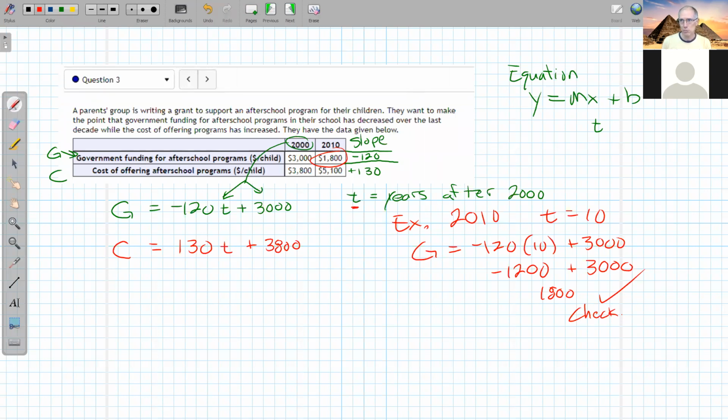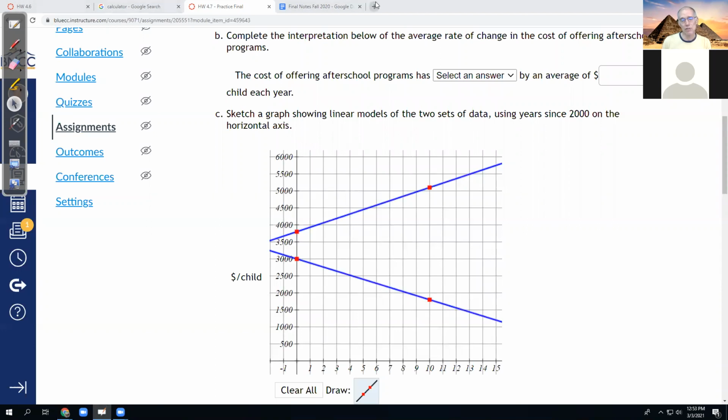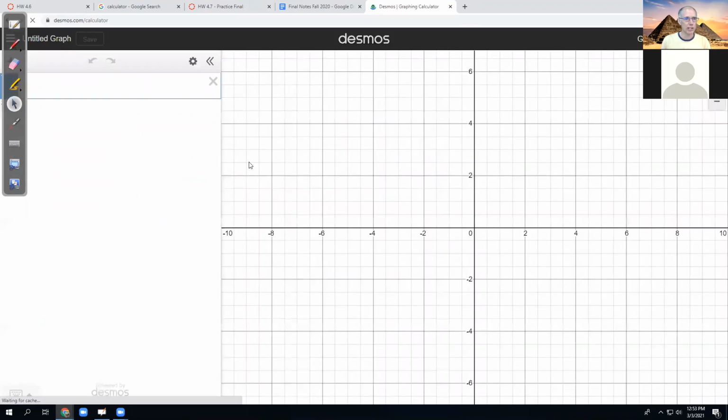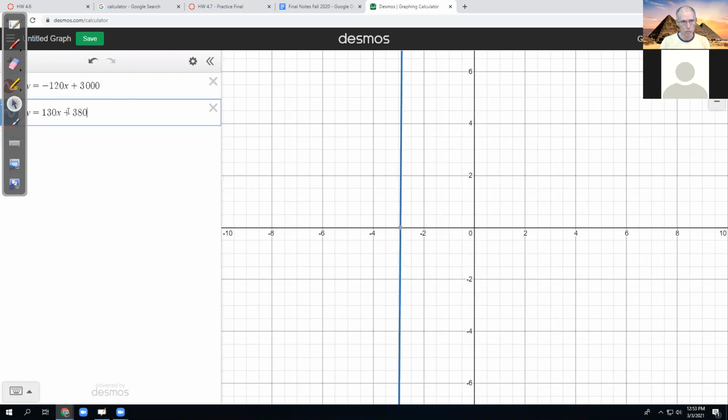And I don't think I've showed you guys this before, but Desmos has a graphing calculator that's kind of cool. So I'm just going to demo that for fun here, because you might be able to use this in your next math class. We didn't have much use for it. So in Desmos, I would enter it as y equals negative 120x plus 3,000 was one of them. And I'm going to have to adjust the scale here. And then y equals 130x plus 3,800 was the other one.